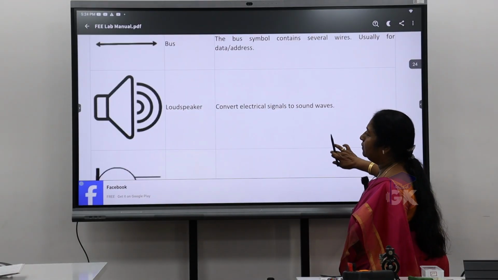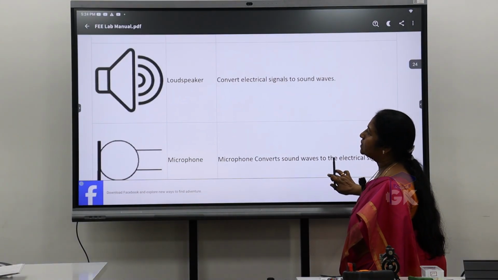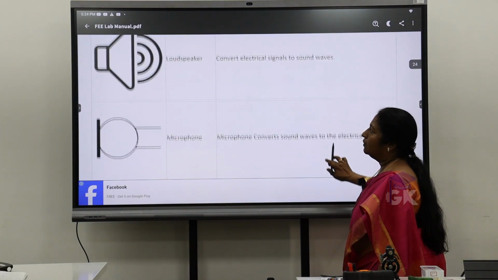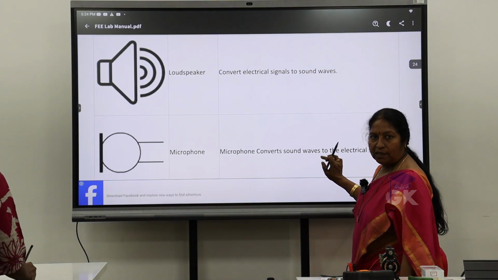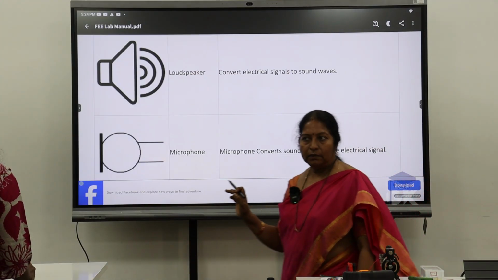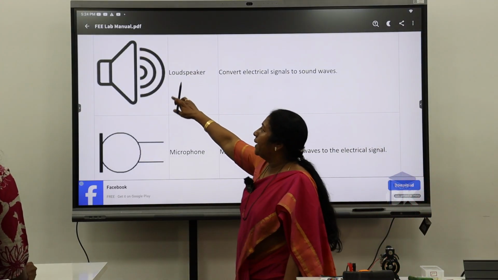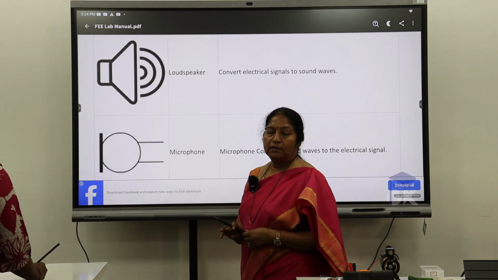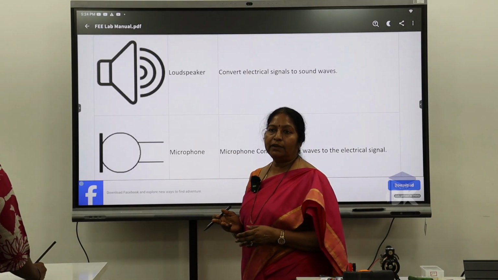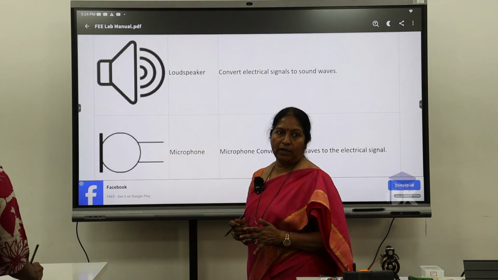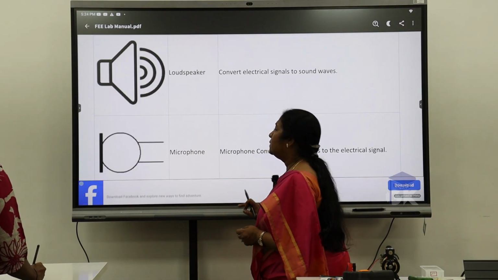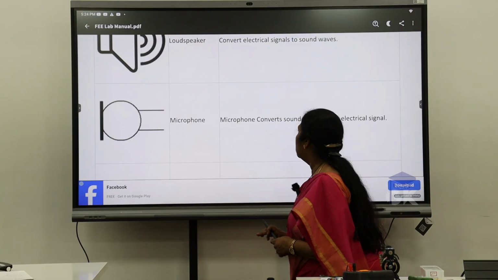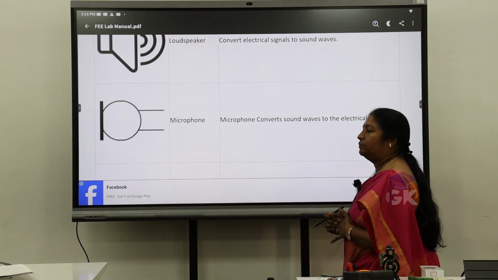So loudspeaker. This is a symbol for the loudspeaker. Everyone must have seen the loudspeaker symbol. So what does it represent? The rings, half rings, electromagnetic waves. This is a microphone which converts sound waves to electrical waves.